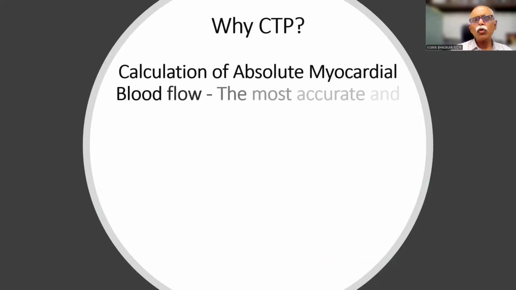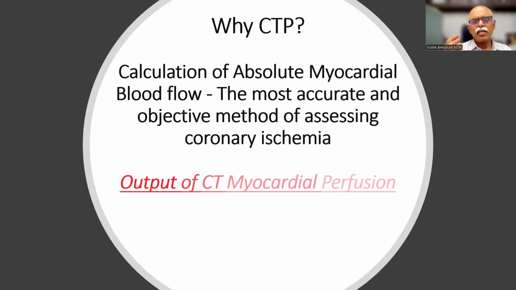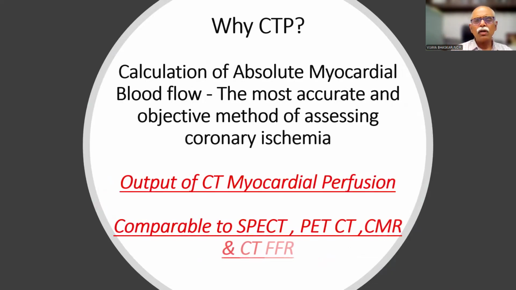Now, why should you do a CT perfusion scan? CT perfusion is going to give you absolute myocardial blood flow values, which are the most accurate, objective method of assessing coronary ischemia. The output of myocardial perfusion is myocardial blood flow values, and those are the more objective ones. And those are comparable to SPECT, PET-CT, CMR, and CT-FFR.